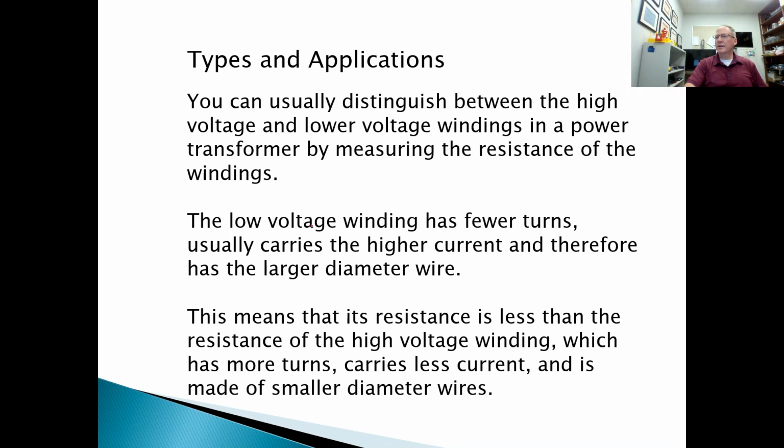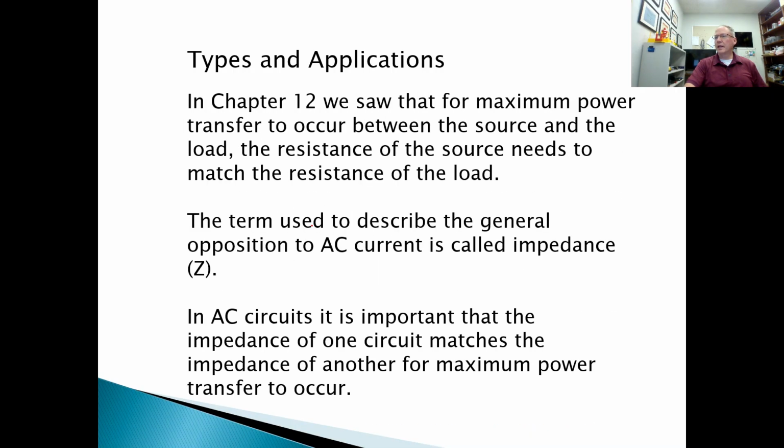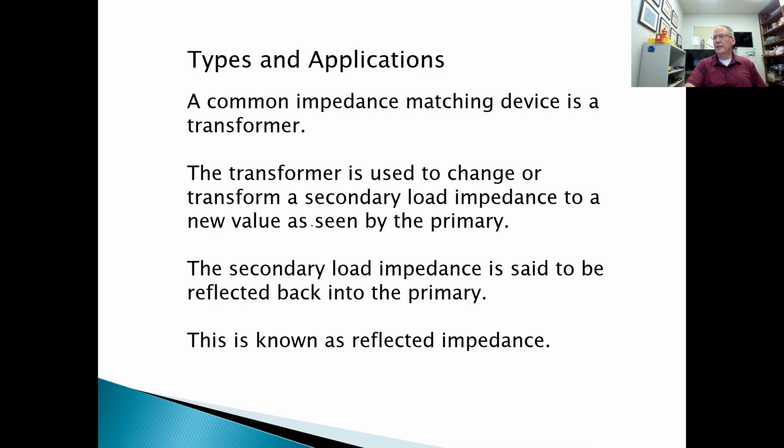The last thing I want to talk about here is the impedance matching. So remember in DC, we wanted to make sure that the resistance of the source needs to match the resistance of the load. So in AC, that resistance is referred to as impedance, or Z. And we're going to come back to that in much more detail in chapter 23. But the impedance has to match.